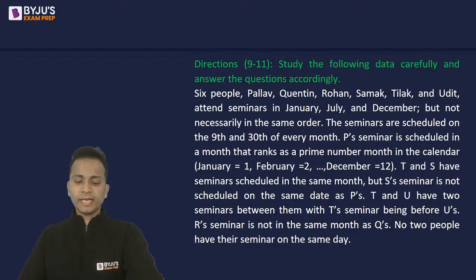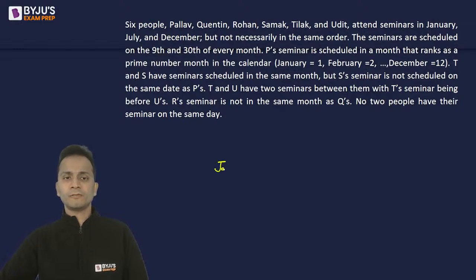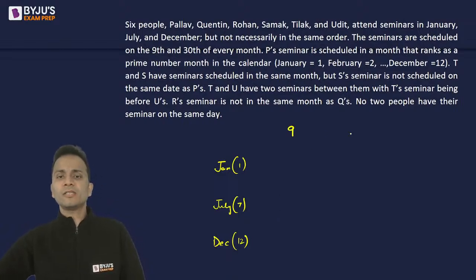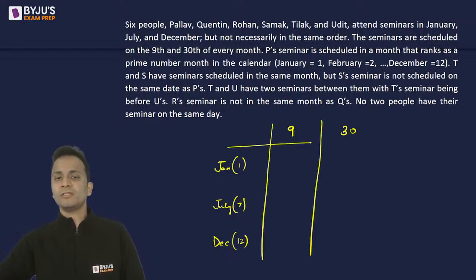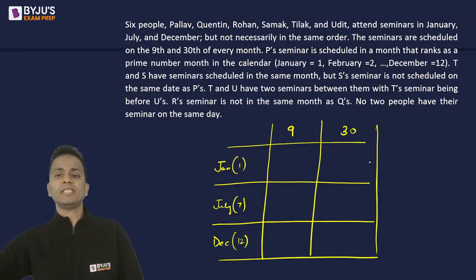All right. So let's enter into a discussion. So let's do the analysis. So this is the entire information. So we have the seminars in 3 months. They are January, July, and December. Now, January is number 1, July is number 7, and December is number 12. Now, the dates in each of these months are 9th and 30th. Okay. So now I have a blank table, in which I'll have to insert the entire data, right?